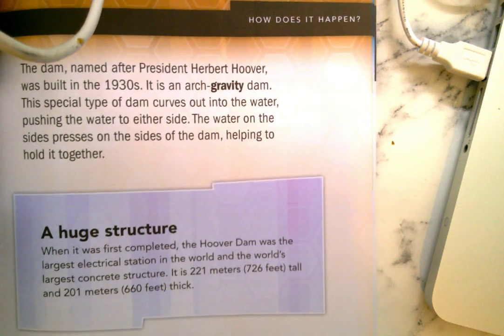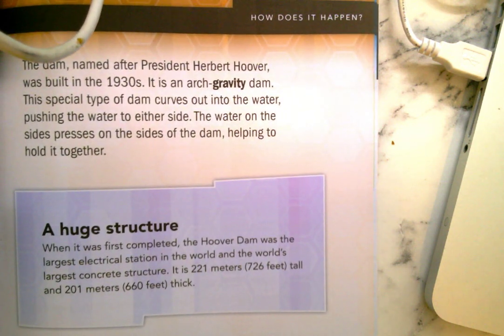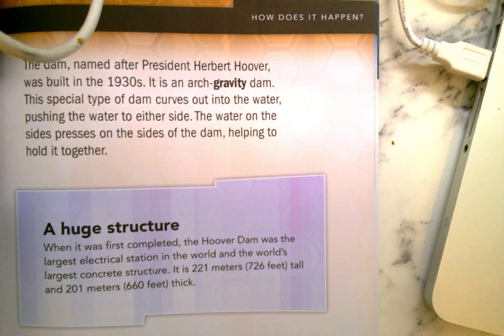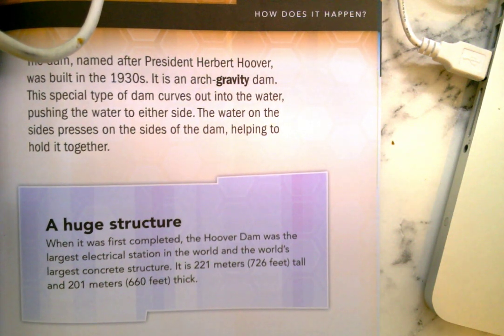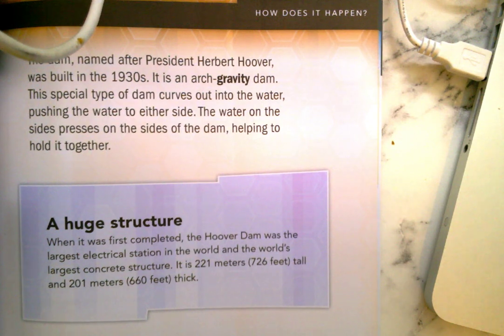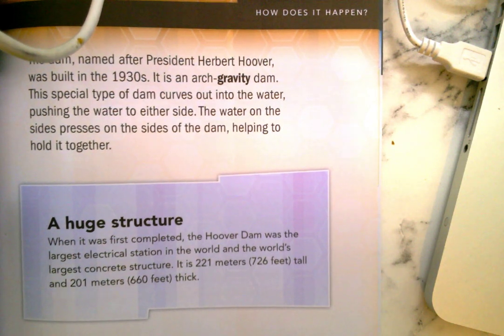The dam, named after President Herbert Hoover, was built in the 1930s. It is an arched gravity dam. This special type of dam curves out into the water, pushing the water to either side. The water on the sides presses on the sides of the dam, helping hold it together.